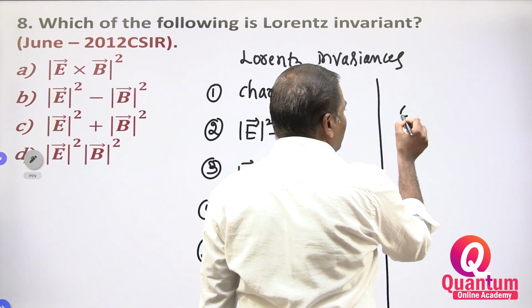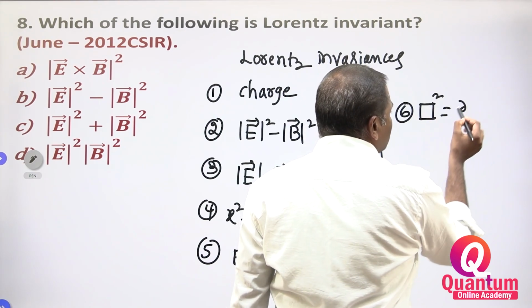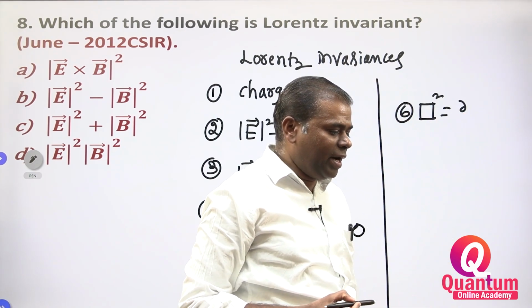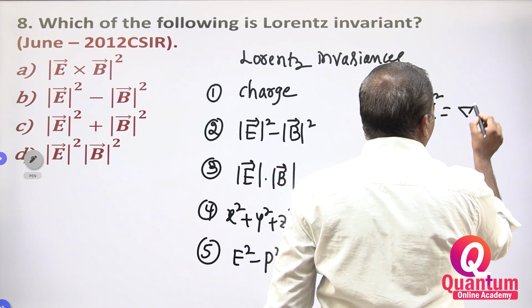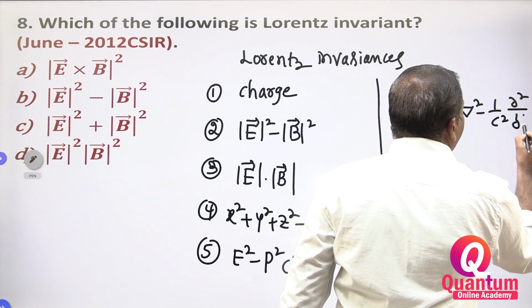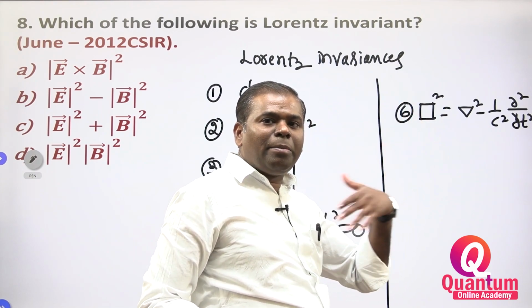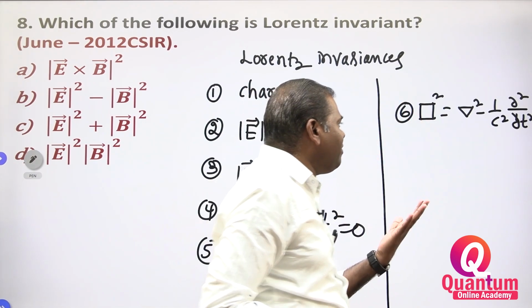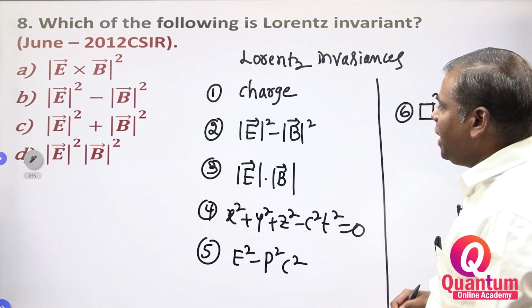Number 6 you have to see is box square. This is the d'Alembertian operator. So what is the d'Alembertian operator, Nana? The d'Alembertian operator is del square minus 1 by c square into dou square by dou t square. This d'Alembertian operator is also invariant, right? Like this invariants are there.